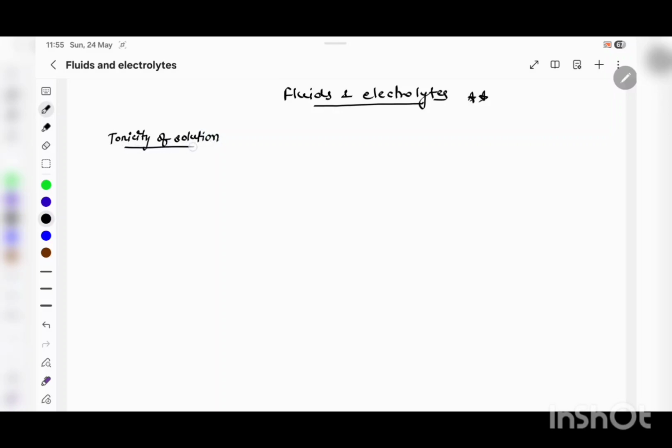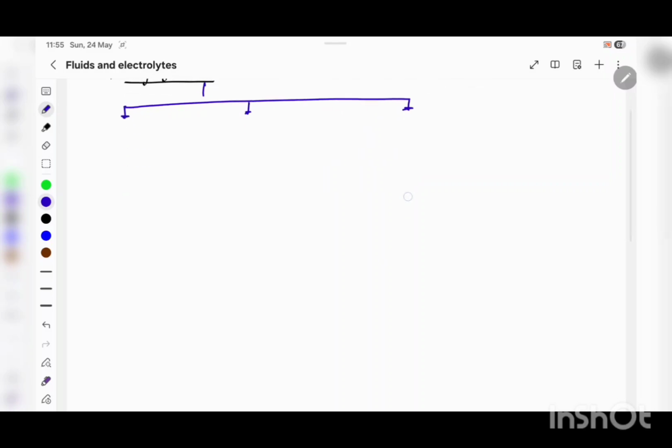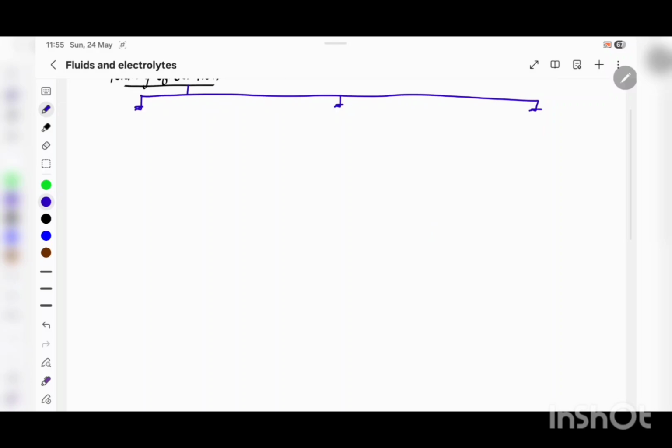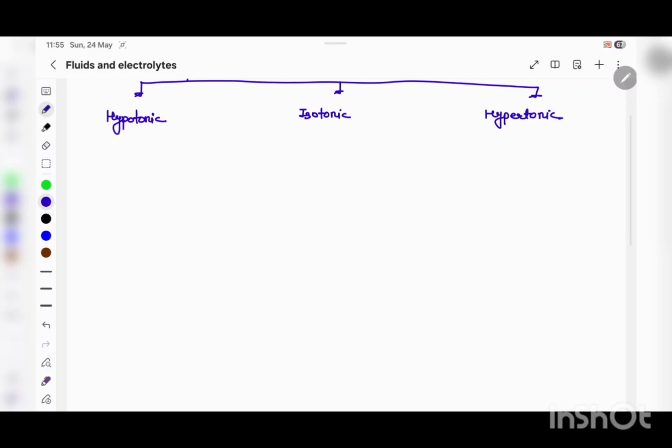So tonicity of solution, as the name suggests, tonicity means concentration of solution. Based on tonicity, solutions are divided into three types of fluids. So what are they? Hypotonic, isotonic, hypertonic, as you all know. So first of all, hypotonic.